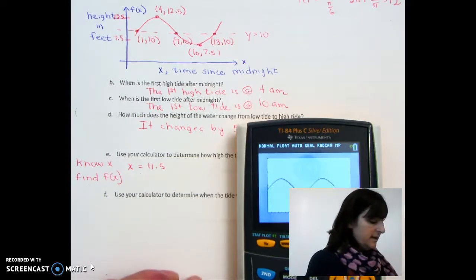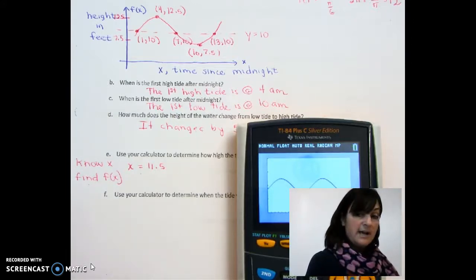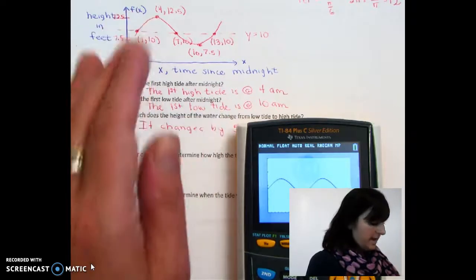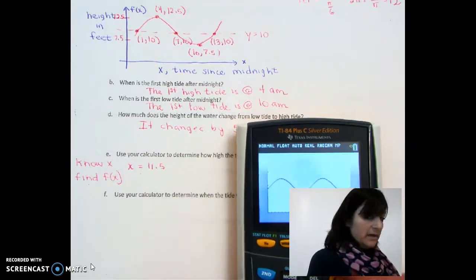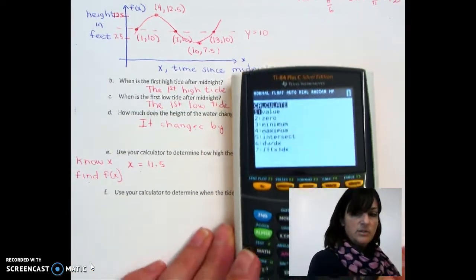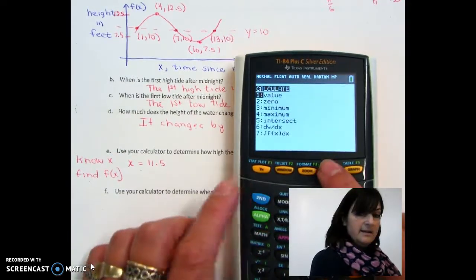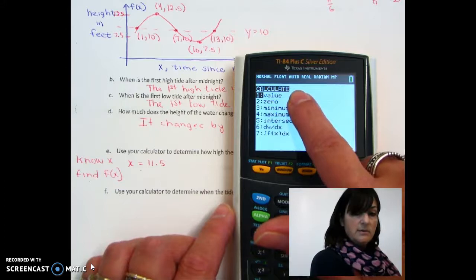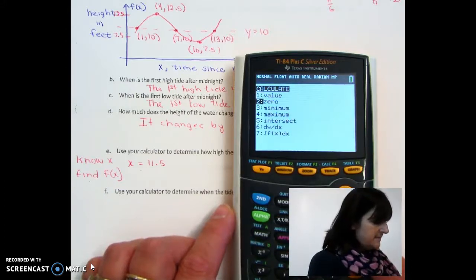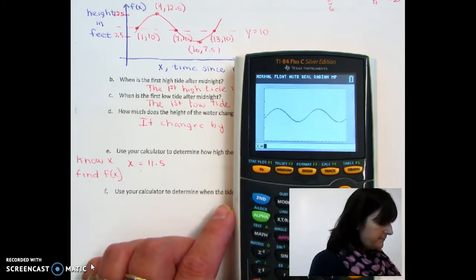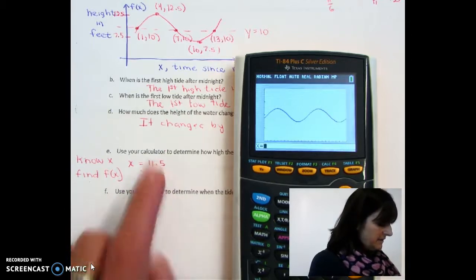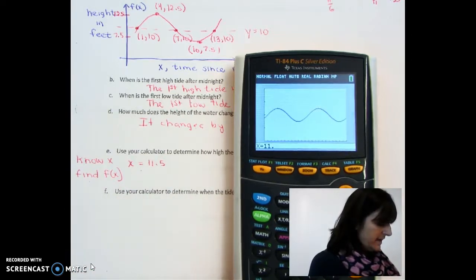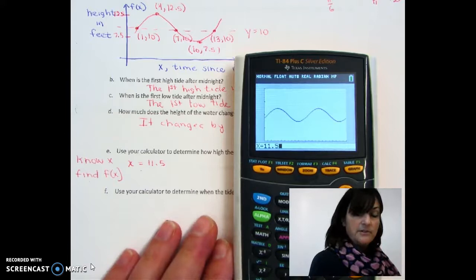So now we're seeing the tide over a 24-hour window of time as opposed to just 12 hours on our graph. Second, calc. Let me move this up and show you that again. Second, trace, which is where the calc menu is. We want to find the value of f of x, and we want it to do that at 11.5. So 11.5. You have to press enter. I'm off the screen pressing enter right now.